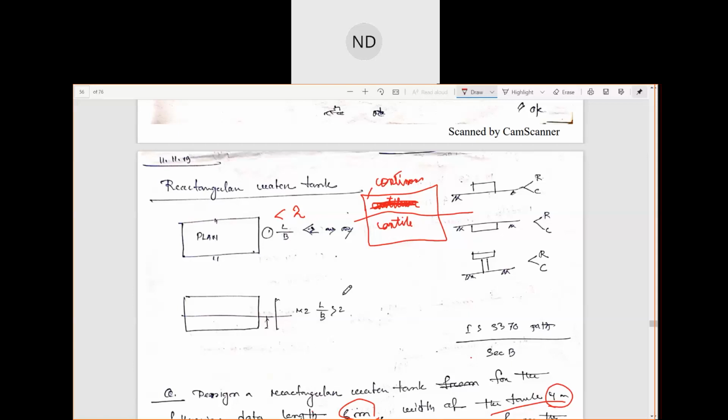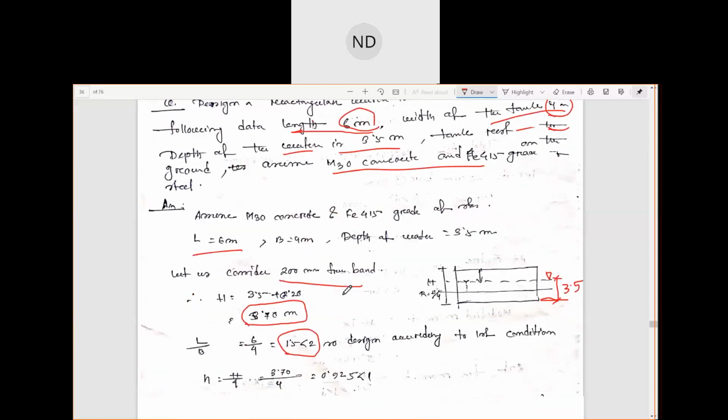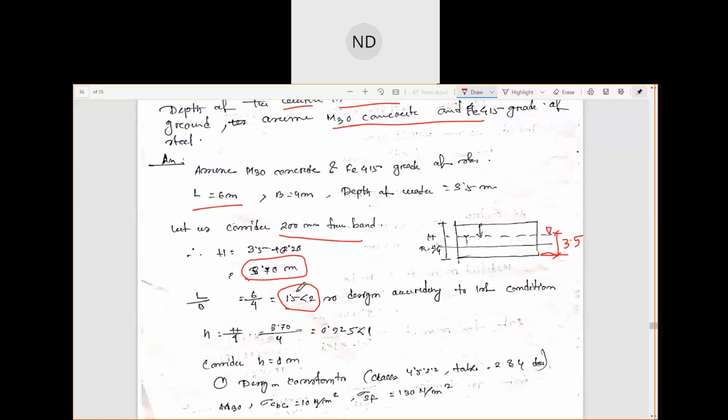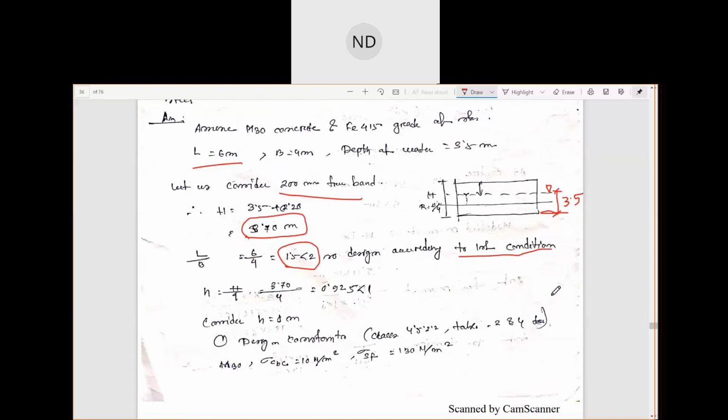Now you will check the L by B ratio. What is our L by B ratio? L by B ratio is 1.5, which is less than 2. So we will be designing it according to the first condition, which is the top portion will be designed as a continuous frame and the bottom portion as the cantilever, which is resting on the ground obviously. So this is fixed here.